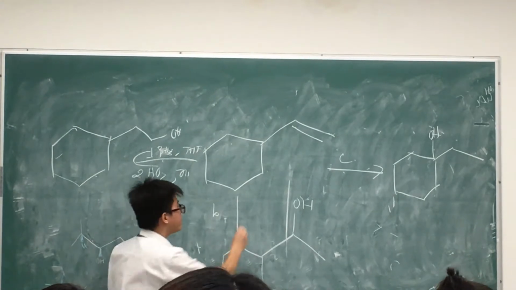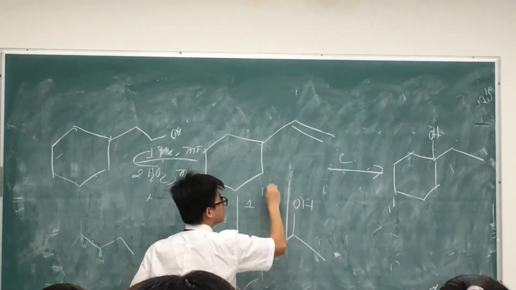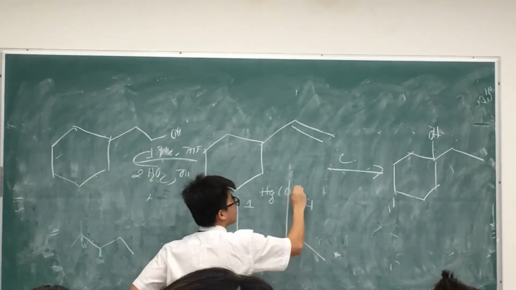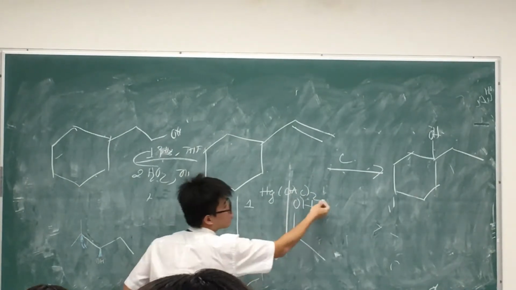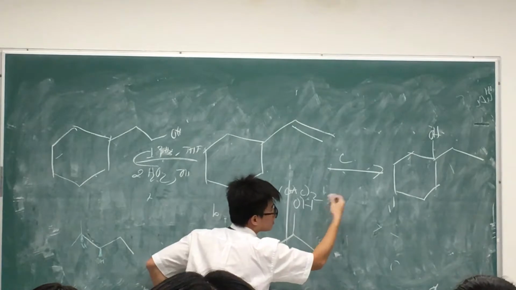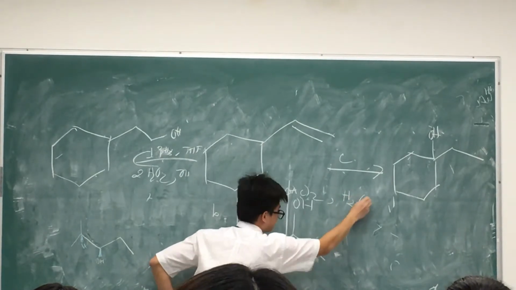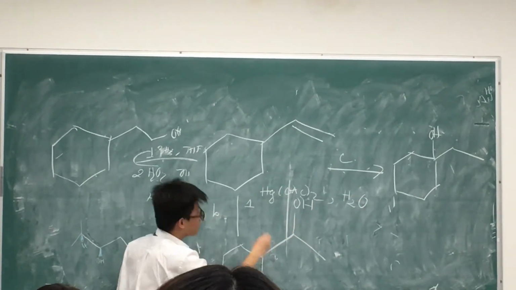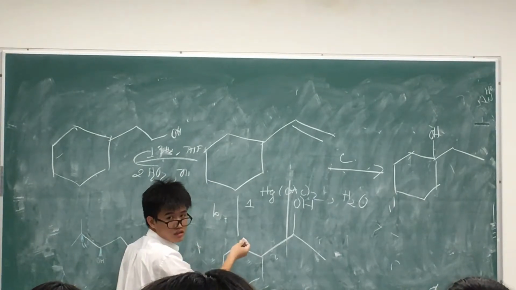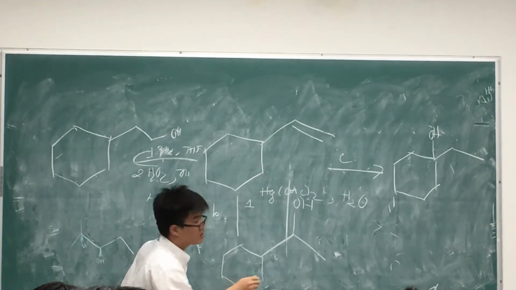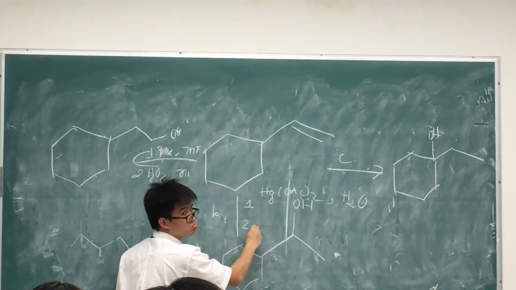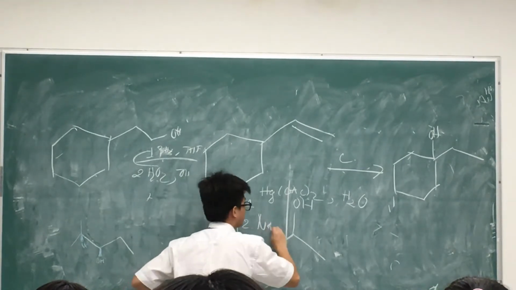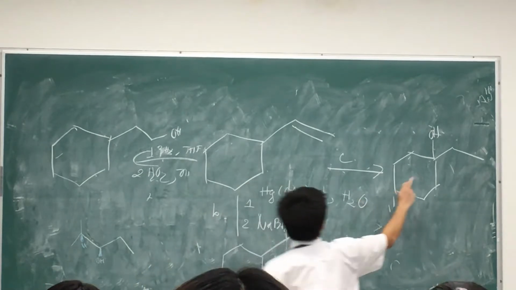Oxymercuration. The first reagent will be mercury acetate, right? Second step, THF, water. You need water to add to here, right? THF works as well, right? THF is just a solvent. Water attacks the intermediate. Second step, NaBH4. How can I form this one?